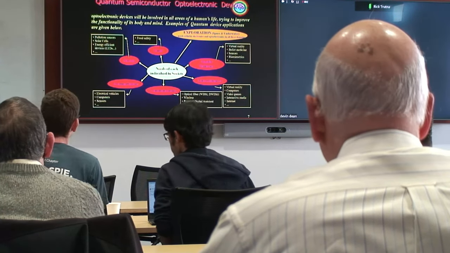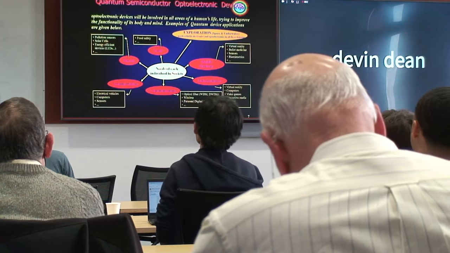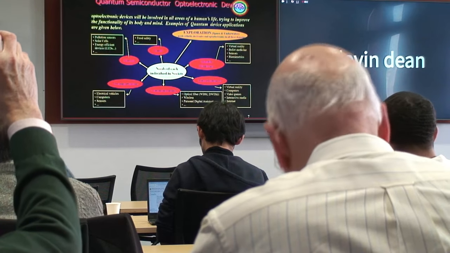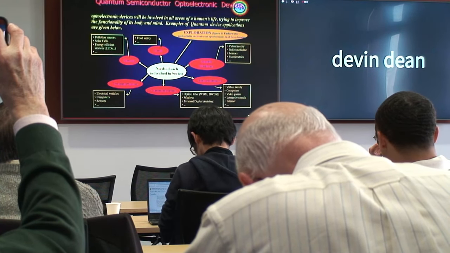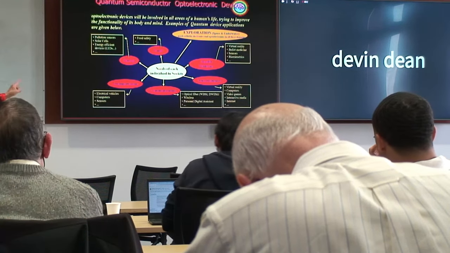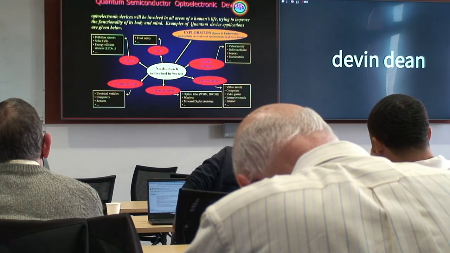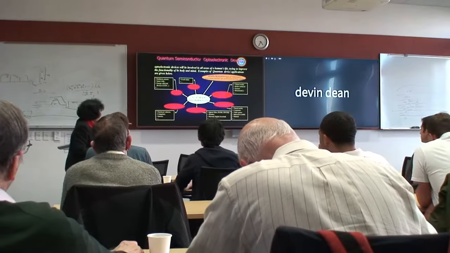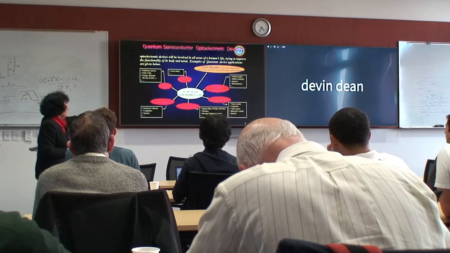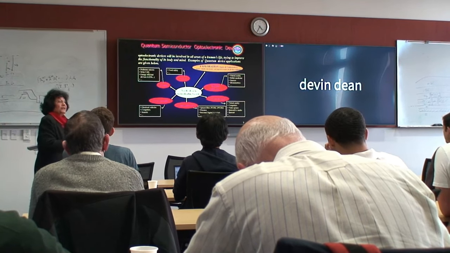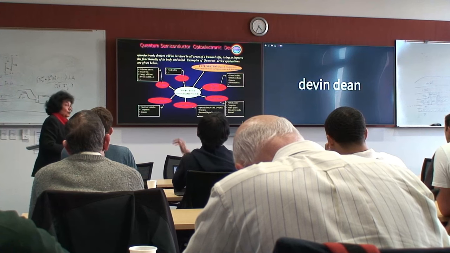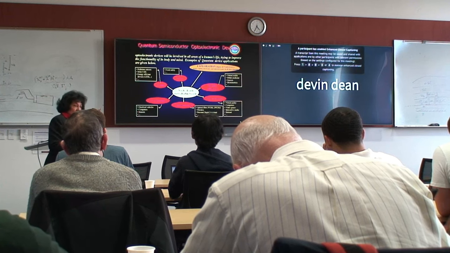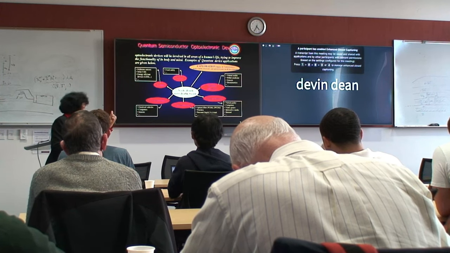So these optoelectronic devices that I mentioned will be involved in all areas of human life, trying to improve the functionality of body and mind. The needs of each individual in society, from food, energy, transportation, communication, entertainment, health, etc., exploration of space and under the ocean, require providing the three active devices: semiconductor lasers, detectors, and transistors.